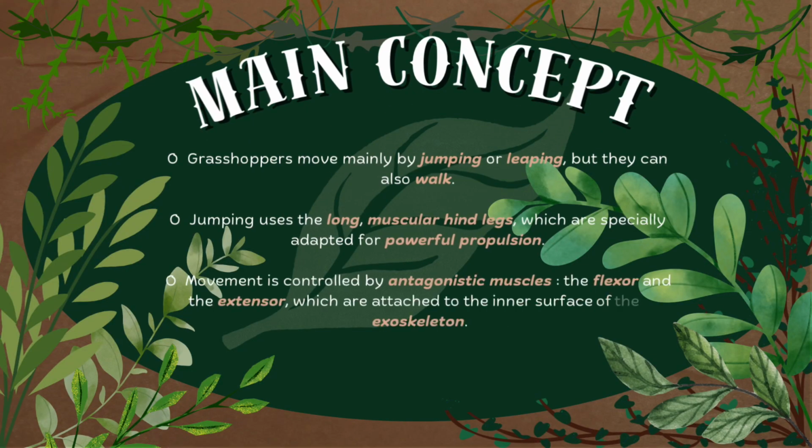After understanding the key terms, let's look into the main concept of movement and locomotion of a grasshopper. Number 1. Grasshoppers move mainly by jumping or leaping, but they can also walk. Number 2. Jumping uses the long, muscular hind legs, which are specifically adapted for powerful propulsion. And number 3. The movement of a grasshopper is controlled by the antagonistic muscles, the flexor and the extensor, which are attached to the inner surface of the exoskeleton.